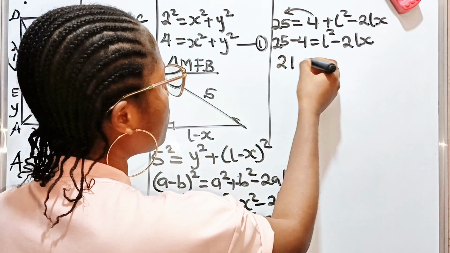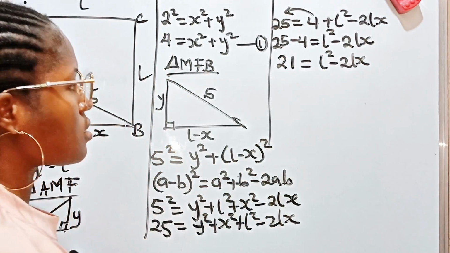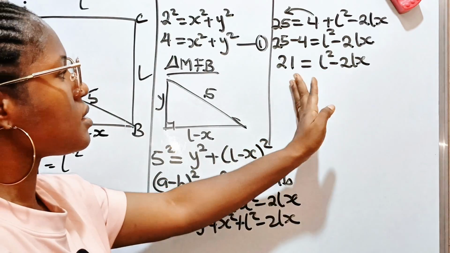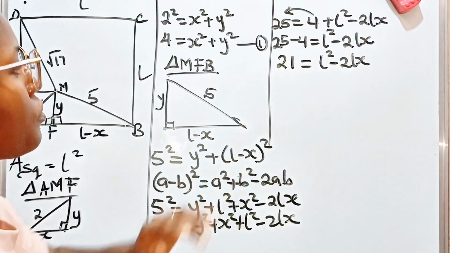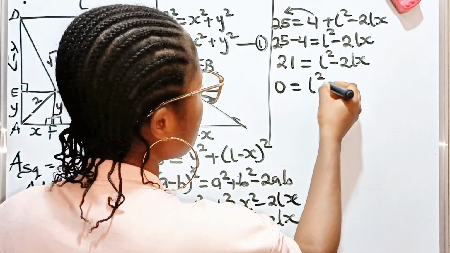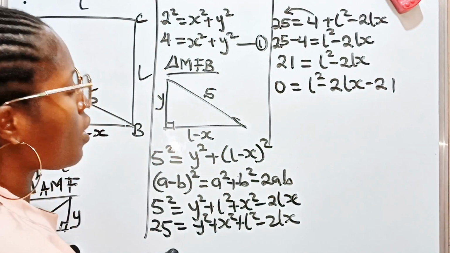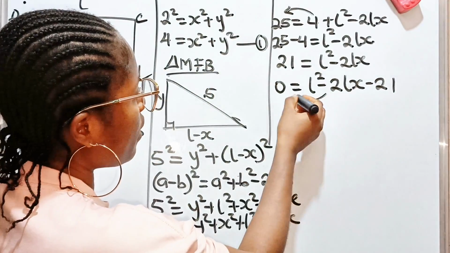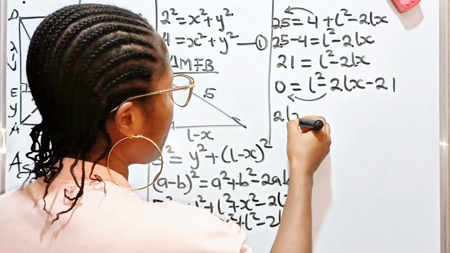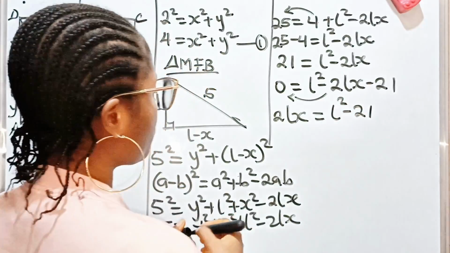So we have 21 is equal to L squared minus 2LX. All right, now if we subtract 21 from both sides, we are going to have 0 is equal to L squared minus 2LX minus 21. Now, if we transfer 2LX to this side, it becomes 2LX is equal to L squared minus 21.